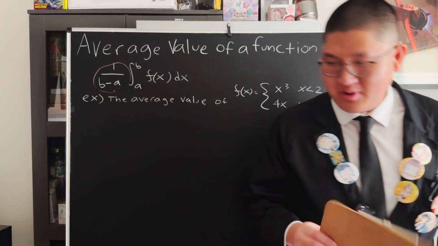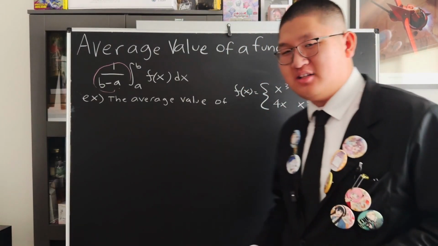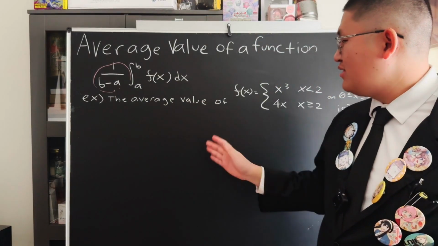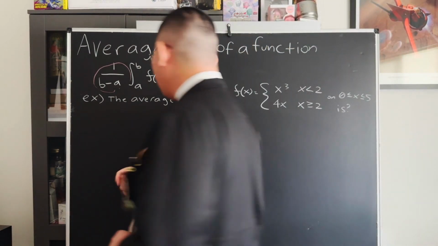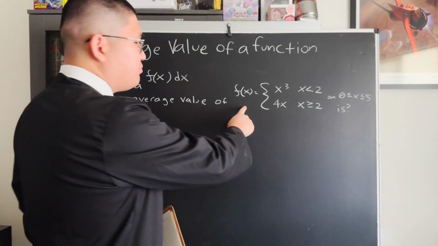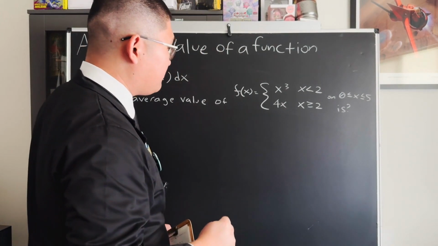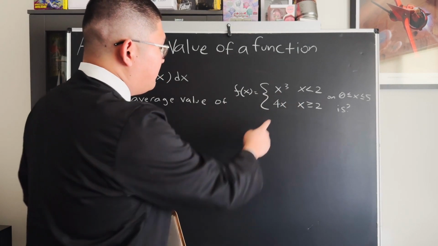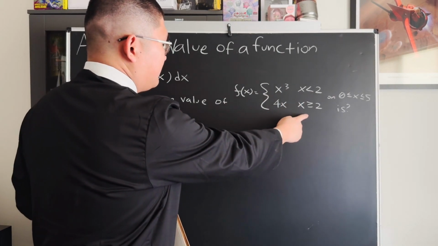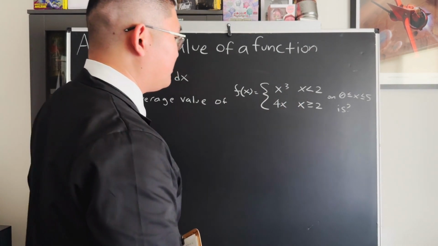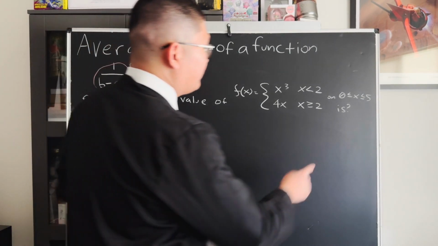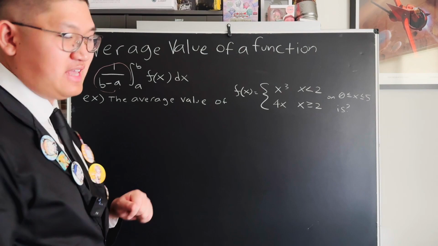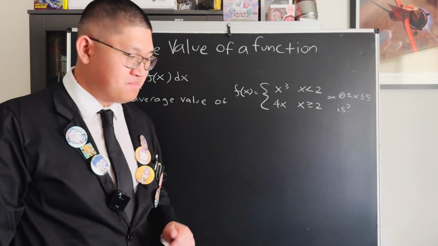That's right. We have a little bit of a challenging example here where it is asking us the average value of this function, f of x, which is split into two parts in this piecewise function: x to the third if x is less than 2, and 4x if x is greater than or equal to 2, on the interval of 0 to 5. And they want to know exactly what that average value will look like.